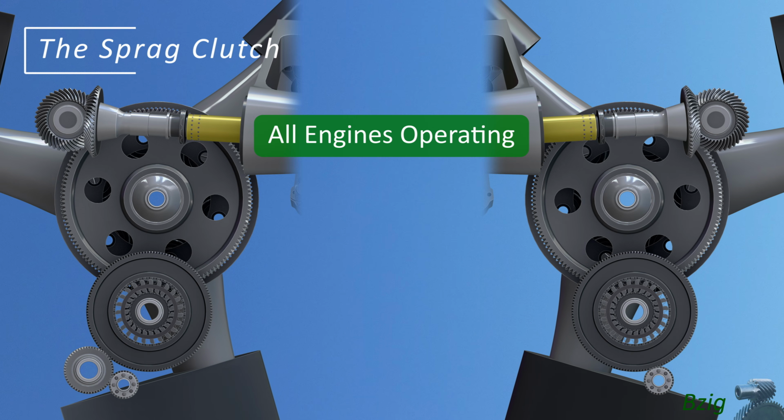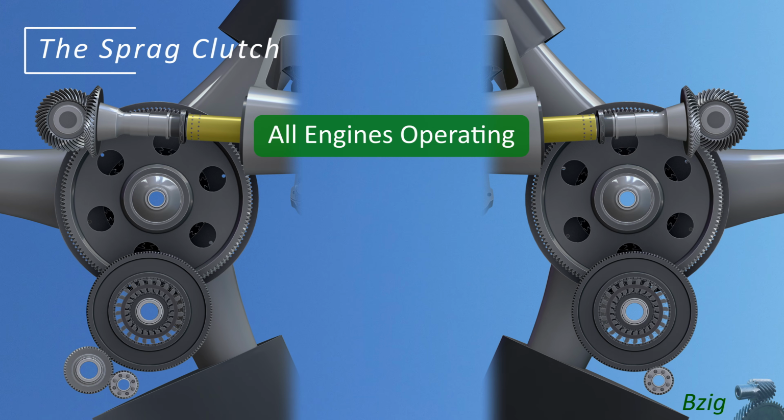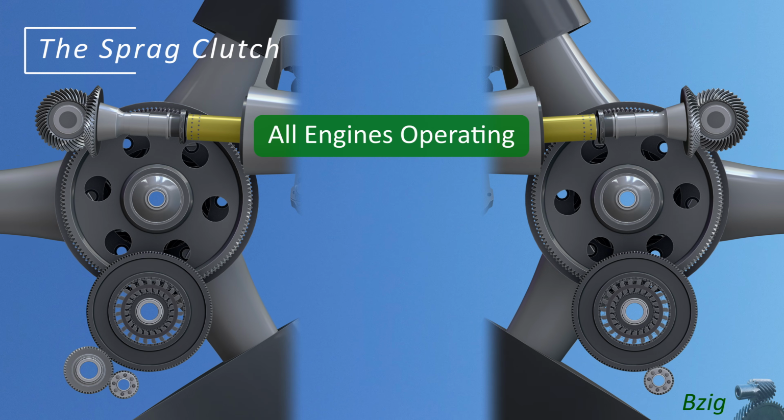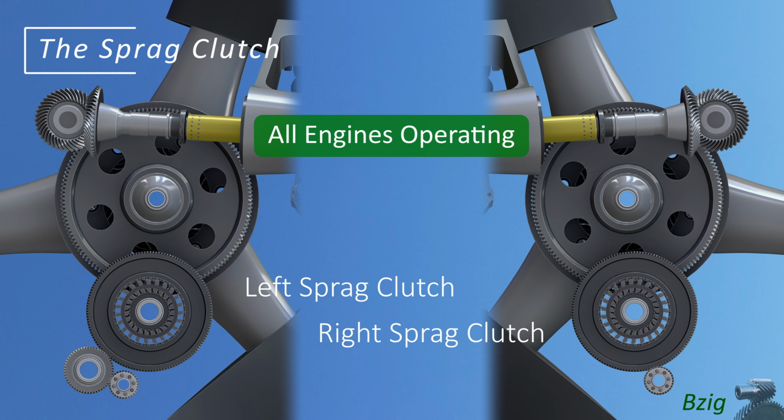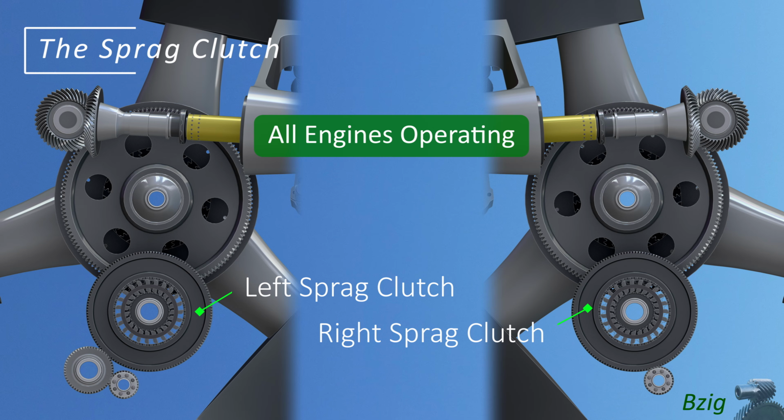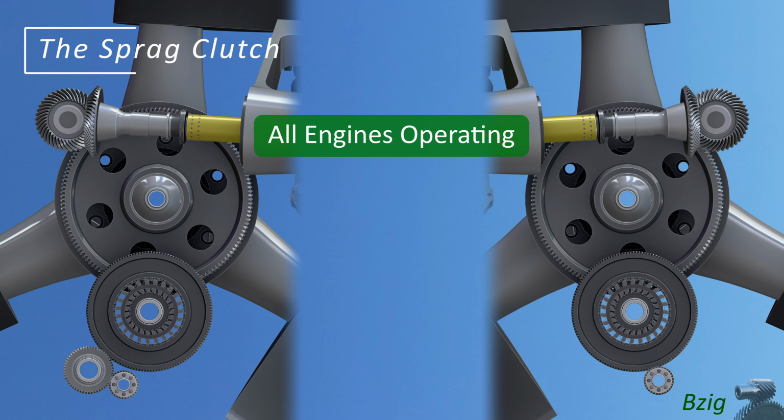In the video, I'm showing a split screen. This shows the left and right gearboxes in an orthographic view looking forward. Currently, the clutches are in their normal all-engine operating condition.